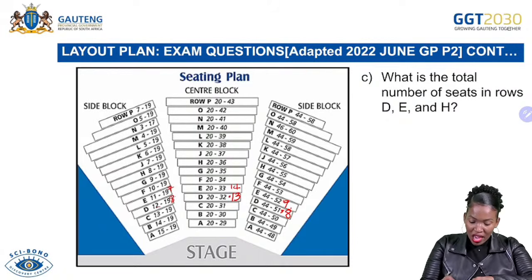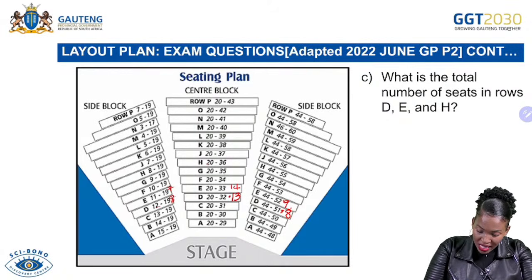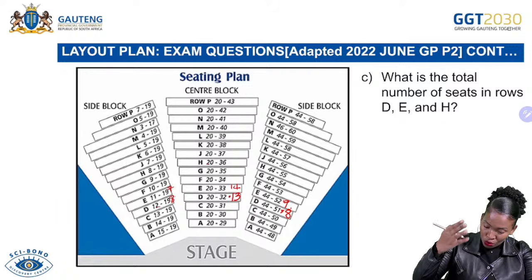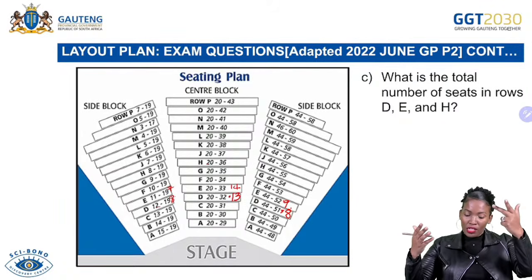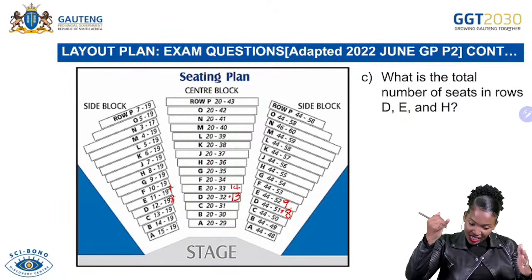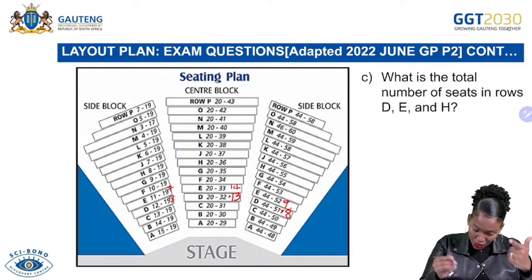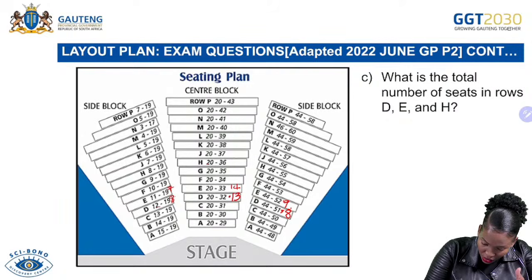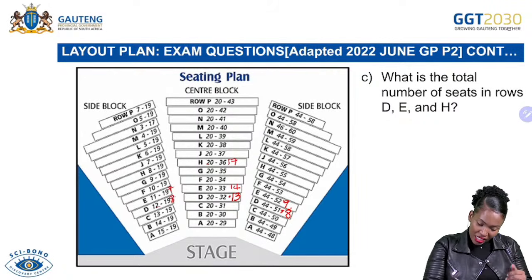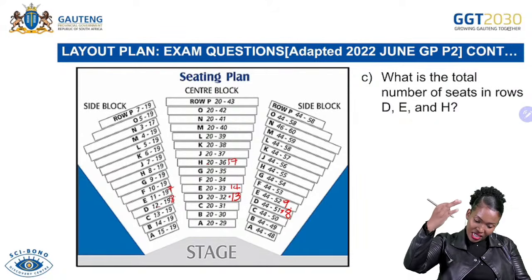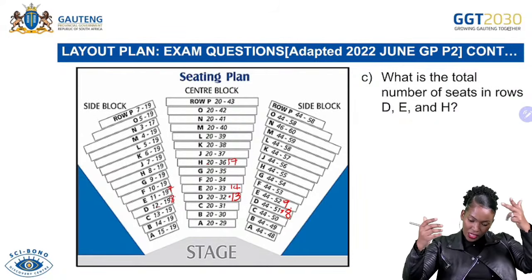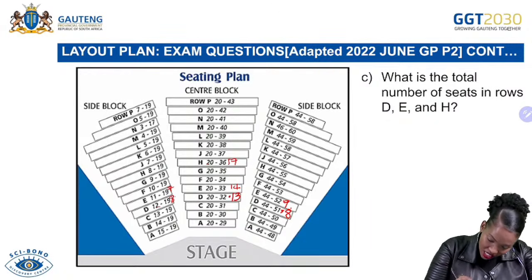And then we go to H. In H, how many seats are there? 20, 21, 22, 23, 24, 25, 26, 27, 28, 29, 30, 31, 32, 33, 34, 35, 36. So it is 17. I hope you see that I'm doing this manually. So this is 8, 7, 6, 5, 4. So from 8 to 19, it's 8, 9, 10, 11, 12, 13, 14, 15, 16, 17, 18, 19. It is 12.